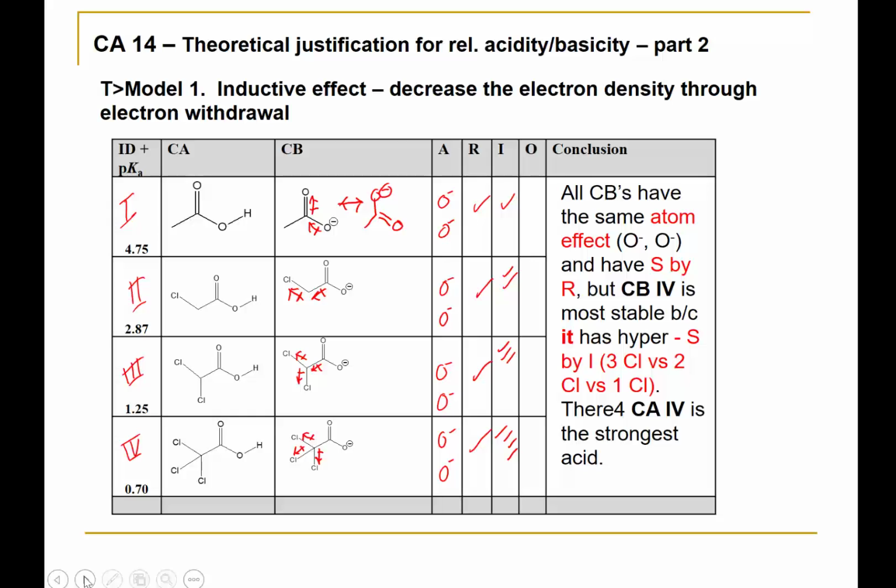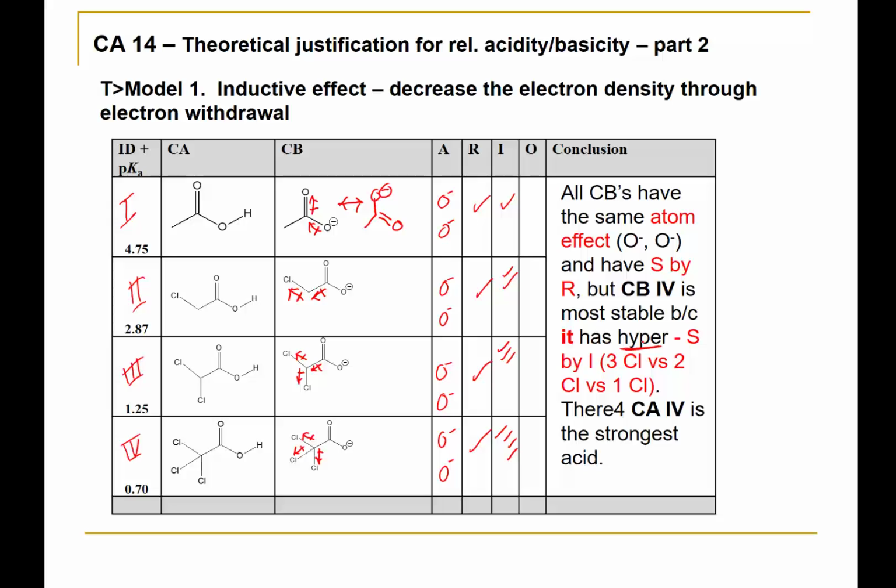All the conjugate bases have the same atom effect, O negative and O negative, and they also all have stabilization by resonance. But it is conjugate base 4 that's the most stable because it has, and I use the word hyper here, stabilization by induction. That's kind of my own terminology, but I think you get the idea. It has extreme stabilization by induction, and that's because it has 3 electron withdrawing chloro groups versus 2 versus 1 and then versus none. Therefore, we would conclude conjugate acid 4 is the strongest acid.